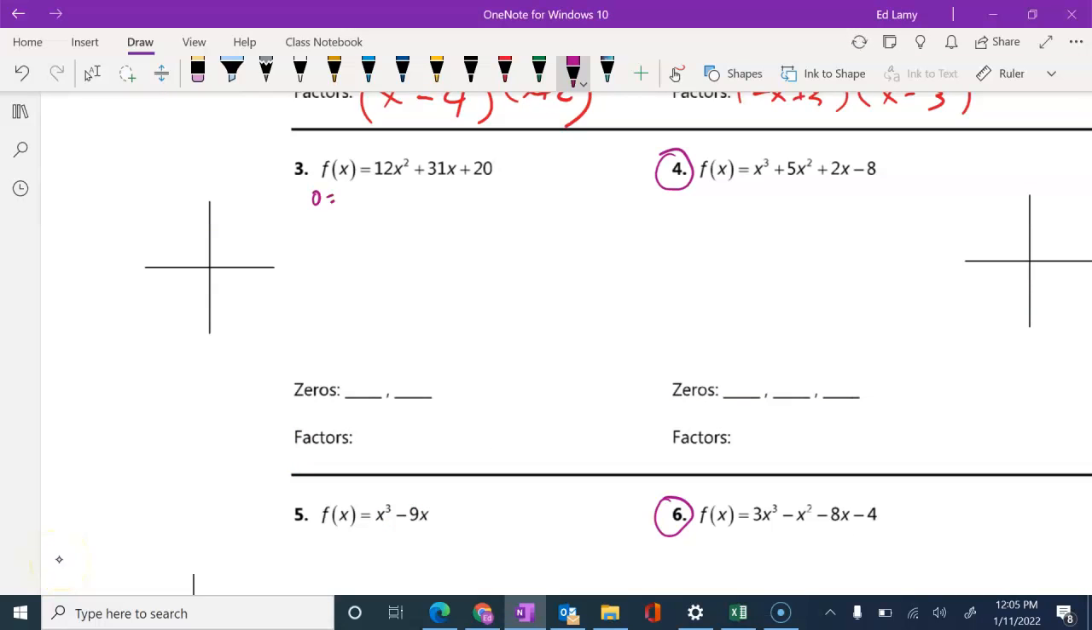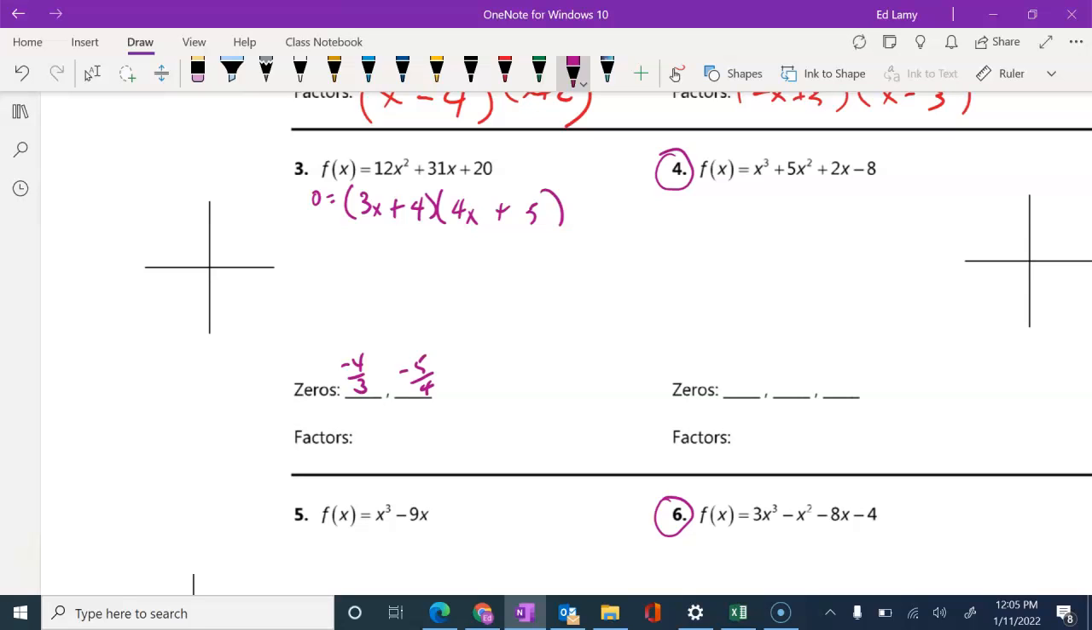Next one looks like it'll factor. I'll try it. Let's try 3x and 4x. First times first equals 12x squared, and the 20 is going to have to be 4 and 5. So put the 4 here and the 5 here, both positive. My outer product is 15x, my inner product 16x, for a total of 31x. So that's factored. The zeros would be -4 thirds and -5 fourths.